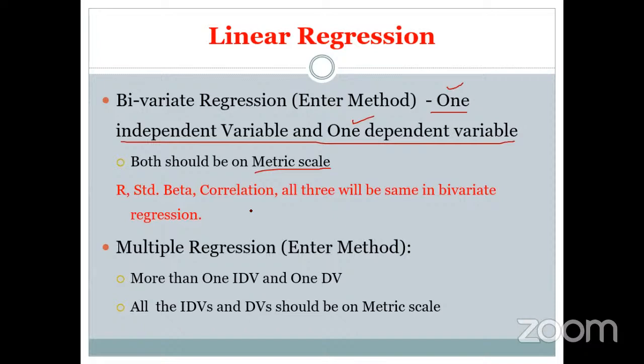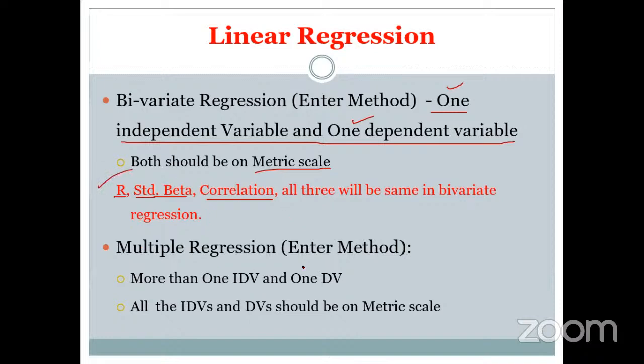Ratio scale is like exact money, age, income, number of hours of study, marks in a subject. That is called ratio scale. So R, standardized beta, and correlation: all three will be the same in the case of bivariate regression. This is a simple intellect. We will see it later.